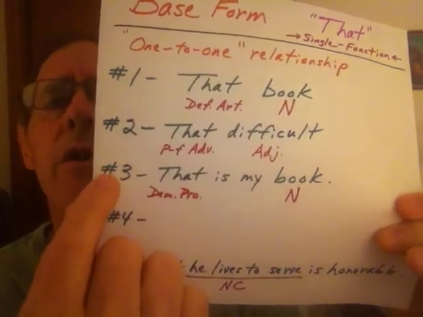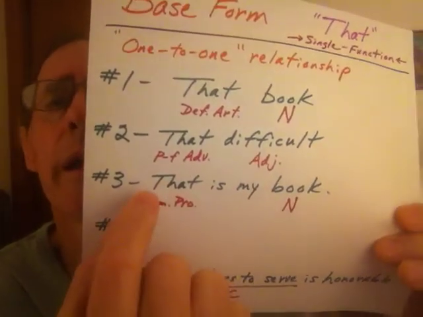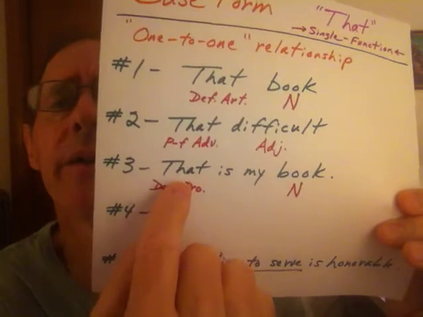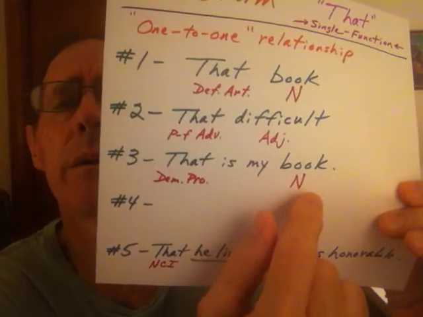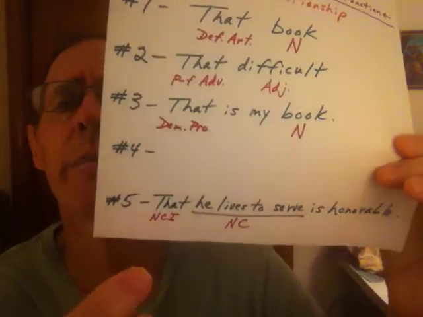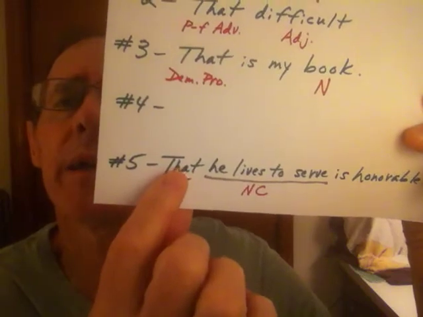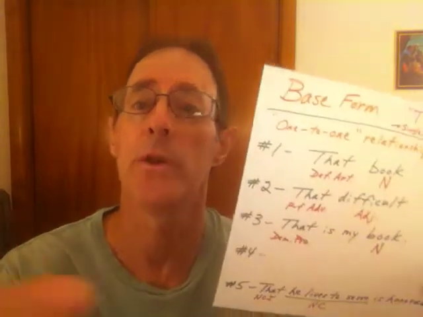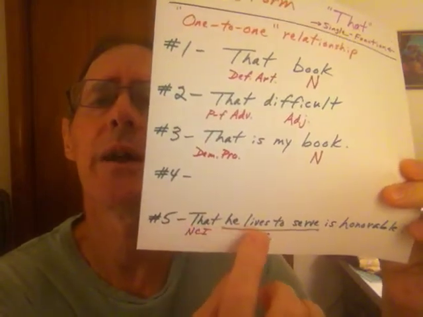And then the third grammatical function, I call it a demonstrative pronoun, and that's also traditional. And so you see the relationship of the word that, the demonstrative pronoun, with the word book, the noun. You see there? And then now we're going to talk about number 4 today, and then even in number 5, when we get into noun clauses, okay? The word that will be a single function use, and it'll still be a one-to-one relationship with the word that and the noun clause. And we'll talk about that later on, okay?